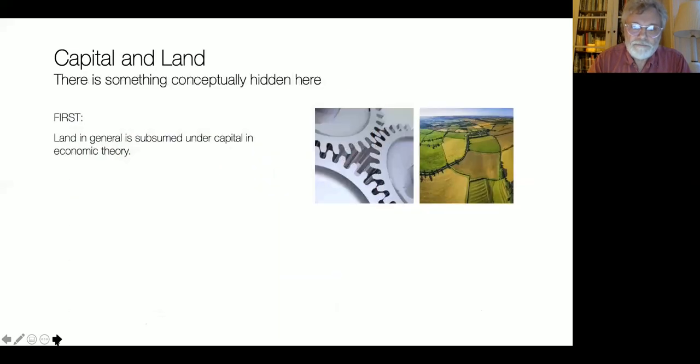Anyway, this is the beginning, because there are some ambiguities here that I will come back to. This is the first one. There seems to be something conceptually hidden here as a result. Land is generally subsumed under capital in economic theory. And yes, you can go further into that, and I'm not the expert, but this is very much what I understand has happened in economic theory, when it talks about capital and labor, but very little about land. So land kind of disappears here, and thereby also space to a large extent.